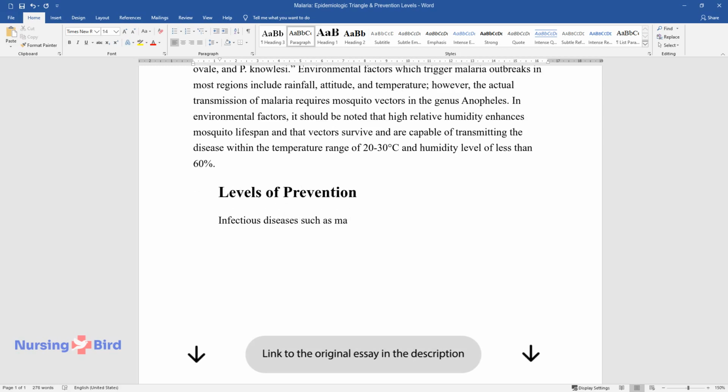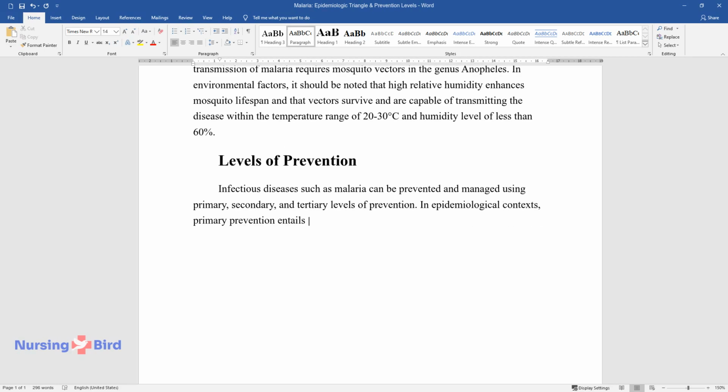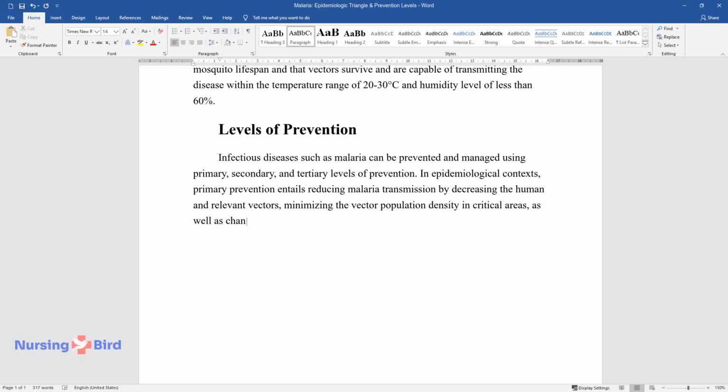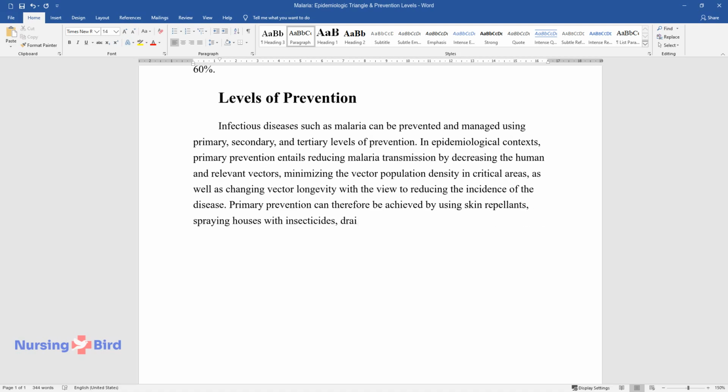Infectious diseases such as malaria can be prevented and managed using primary, secondary, and tertiary levels of prevention. In epidemiological contexts, primary prevention entails reducing malaria transmission by decreasing the human and relevant vectors, minimizing the vector population density in critical areas, as well as changing vector longevity with the view to reducing the incidence of the disease. Primary prevention can therefore be achieved by using skin repellents, spraying houses with insecticides, draining stagnant water, and clearing bushes, among others.